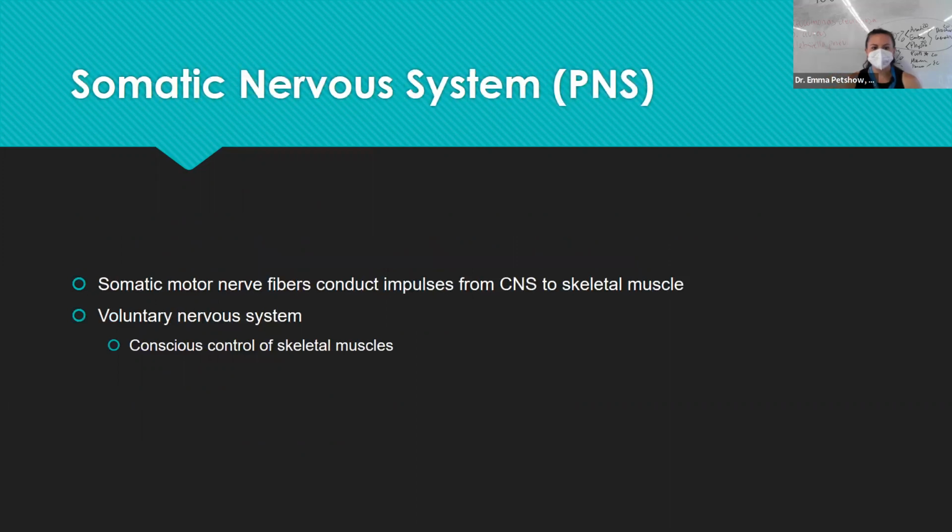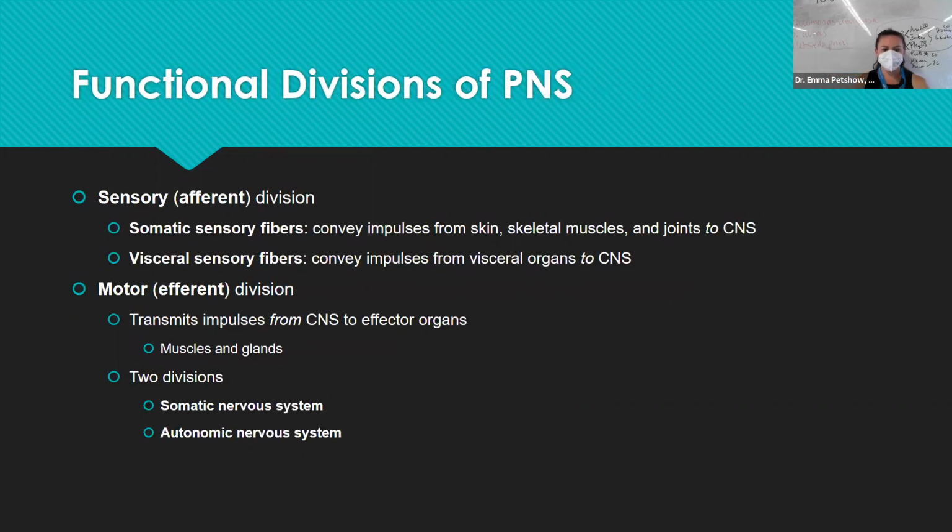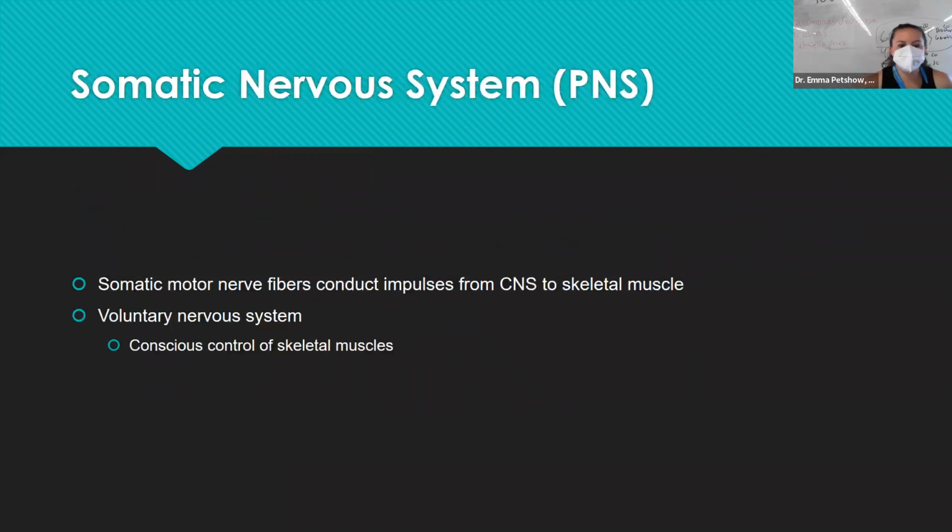So delving deeper into our somatic nervous system again, which is a component of our motor or efferent division, our somatic motor nerve fibers are going to conduct impulses from the central nervous system to our skeletal muscles. This is voluntary, so it's conscious control of our skeletal muscles. This is how we decide to actually move parts of our body.